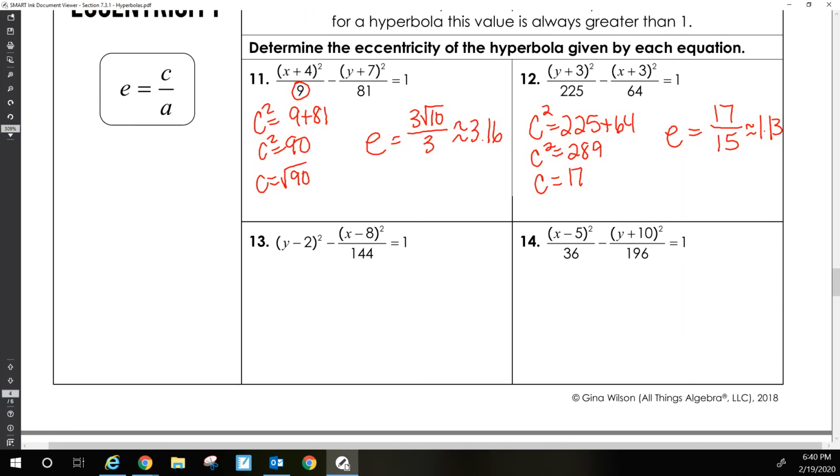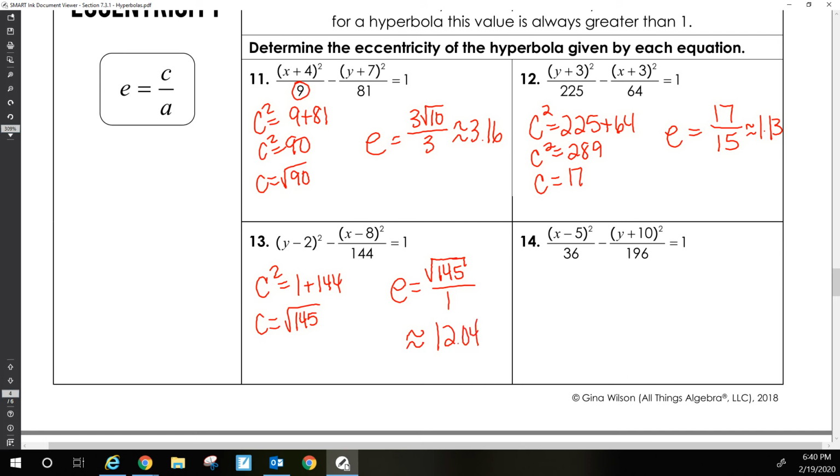All right, number 13. C squared for this one is 1 plus 144. C would be the square root of 145, which we're just going to leave just like that, because we don't want to round early. If you round early in a problem, you end up with a rounding error. So I don't want to round this one and then put it up here and round this one. You end up with a compounded rounding error, which is not good. So this would be the square root of 145. That's my C. My A is 1. And that guy is approximately equal to 12.04.